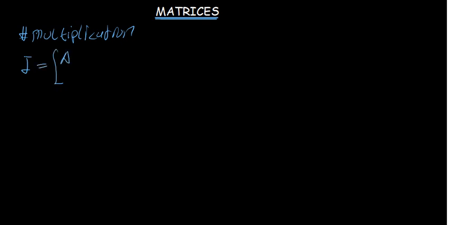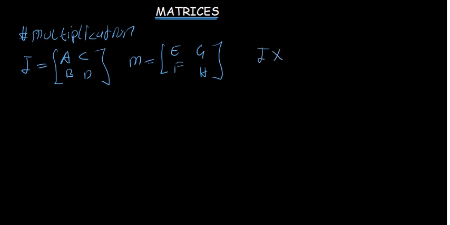We have A, B, C, D. Then we also have M, which is equal to A, B, C, D. We have E, F, G, and H right there. So we want to multiply I by M, and usually you just say IM. It still means multiplication. There's a multiplication sign in between the two.